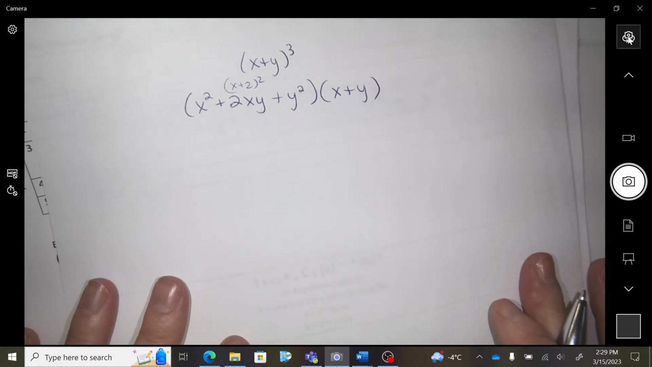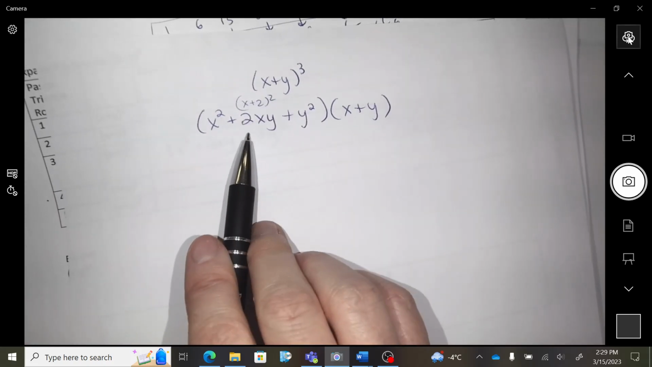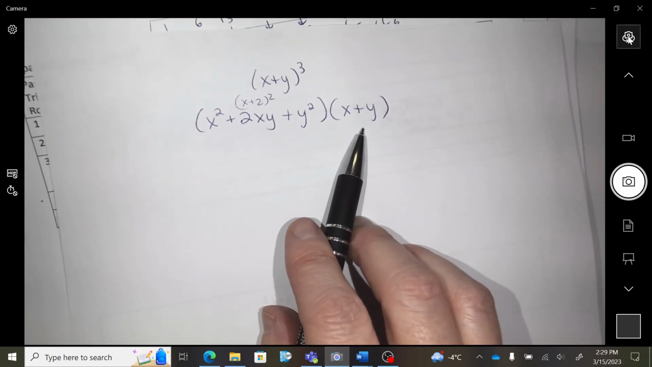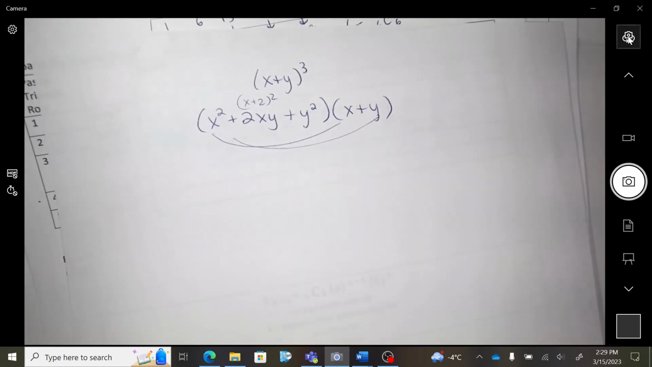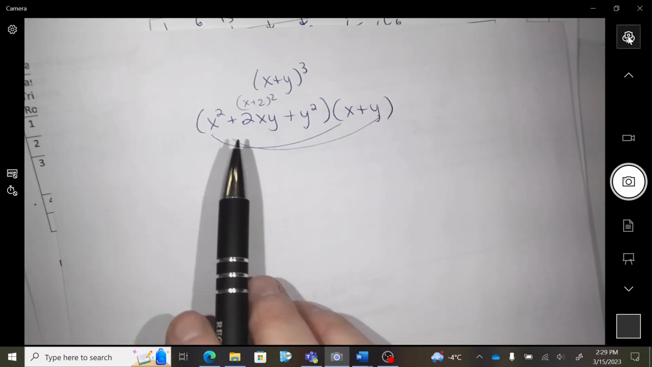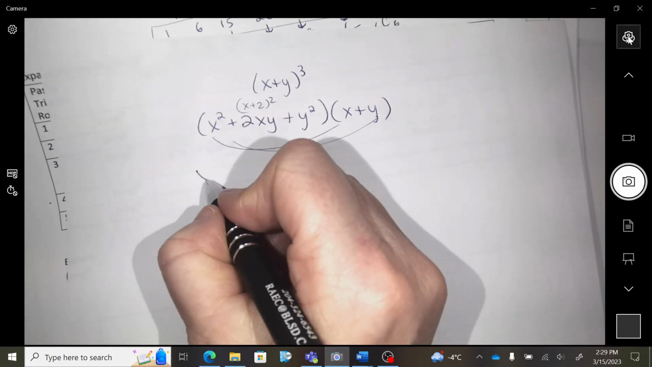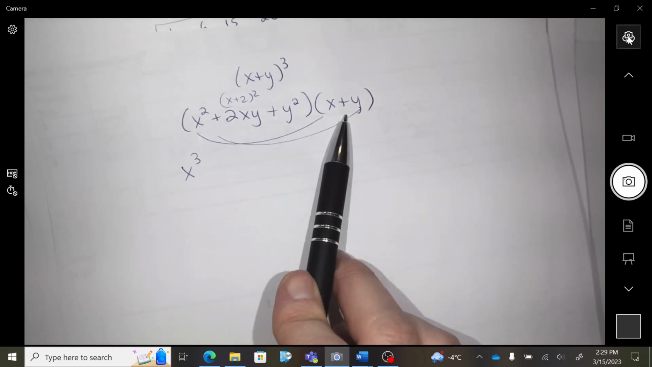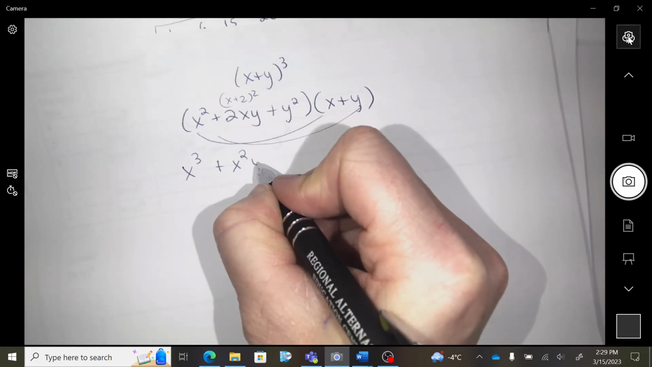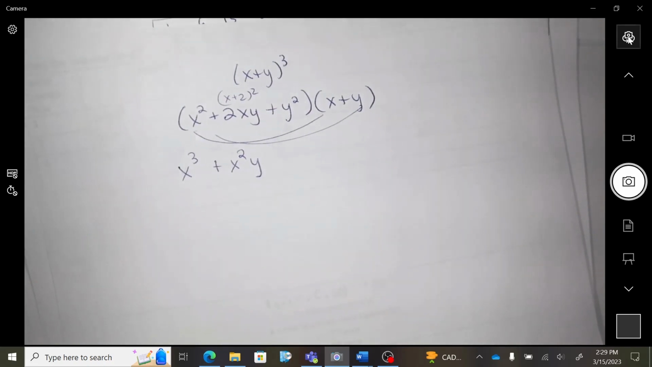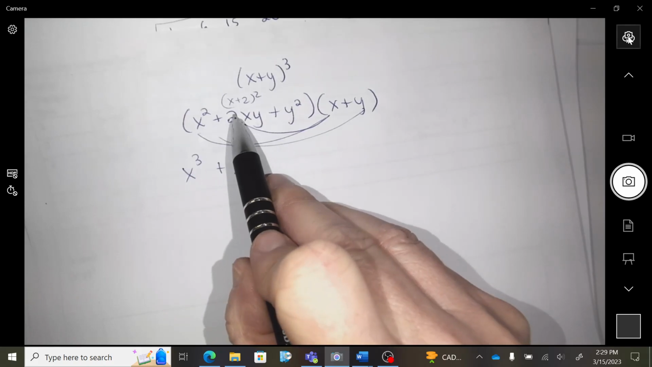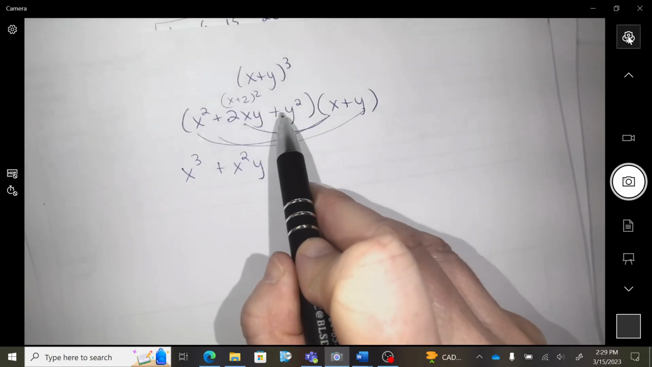Okay, so we're going to cube it. We already squared it, so now I have to do it times another x plus y. Help me out here. I'm going to have to FOIL like this. Don't write it down. Let's just see if we can get it together. So x squared times x is x cubed. x squared times y, x squared y. Now I'm going to take this times this, which makes 2x squared y.